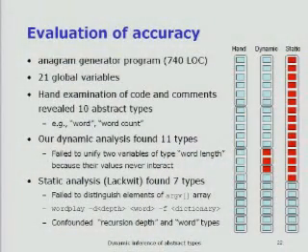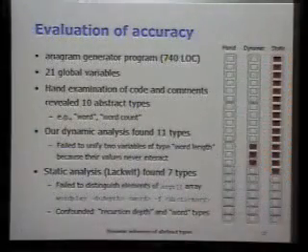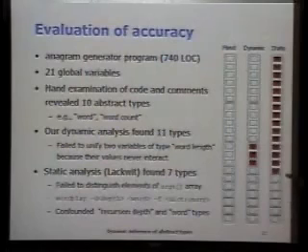We also ran the LACWIT program, which is a static analysis that does ML-style polymorphic type inference. And that found 7 types. It got the 6 abstract types of size 1 correct, and then it lumped every other variable into a single abstract type.